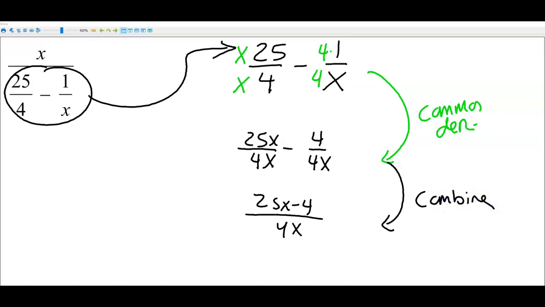So when you're dealing with complex fractions, if your numerator or your denominator has two fractions that are being added or subtracted, we're going to start by putting those together by getting a common denominator and combining them. Okay, so now I'm going to replace this bottom with what we got over there. The bottom is 25x minus 4 over 4x.